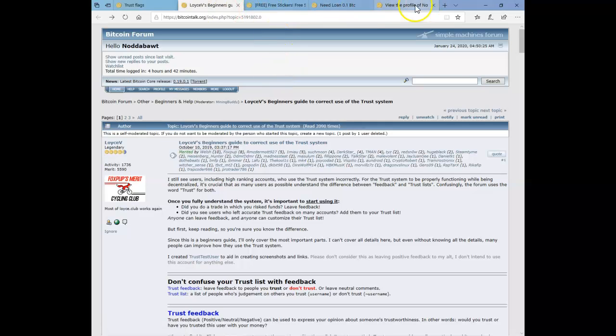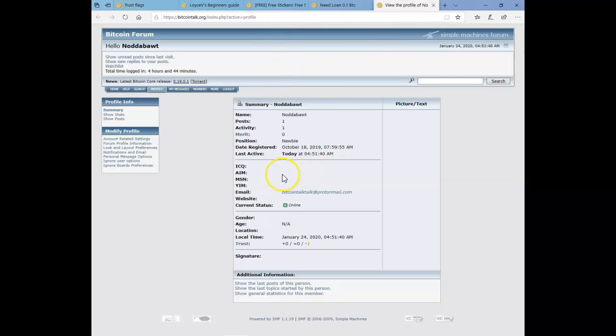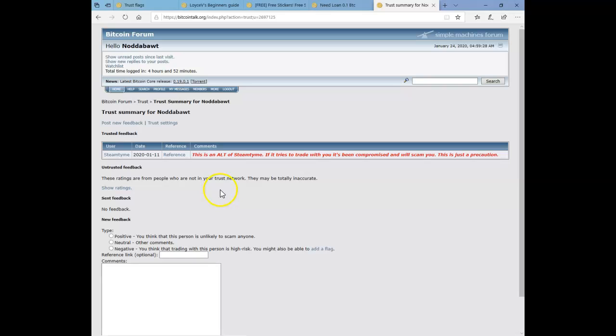I will say that feedback is not moderated, but just like everything else on the forum, it is possible to misuse the system, and it does happen a lot. So say you want to check somebody's feedback. To do so, you would click on their profile. That brings up the profile page here. Go to Trust, and you can see the feedback they've been left. This is also the same way you would go about leaving a certain person feedback.